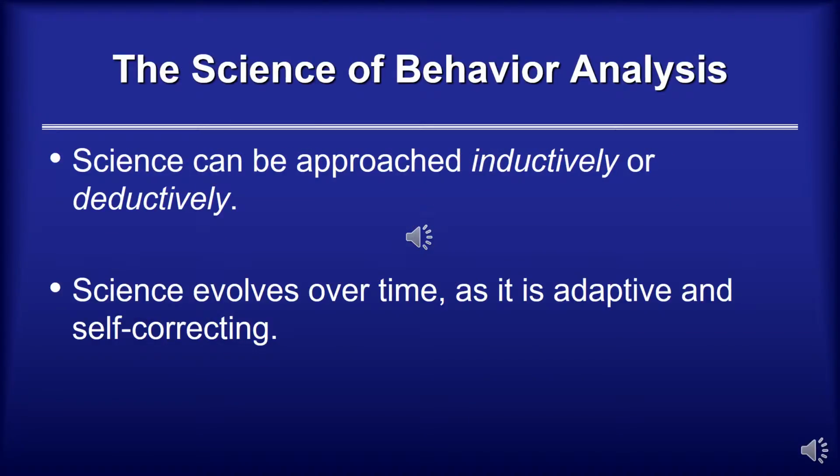Let's start out talking about behavior analysis as a science. Science can be approached inductively or deductively. In the case of deductive science, a theory is developed and then tested through data collection. In the case of inductive science, conclusions are drawn based on data that have been collected. Behavior analysis primarily follows the inductive model. Science evolves over time and is adaptive and self-correcting. In the inductive model, if data that are collected are not in alignment with existing theories or assumptions, those theories and assumptions must be further tested and ultimately adjusted or disregarded if they're found to be false.